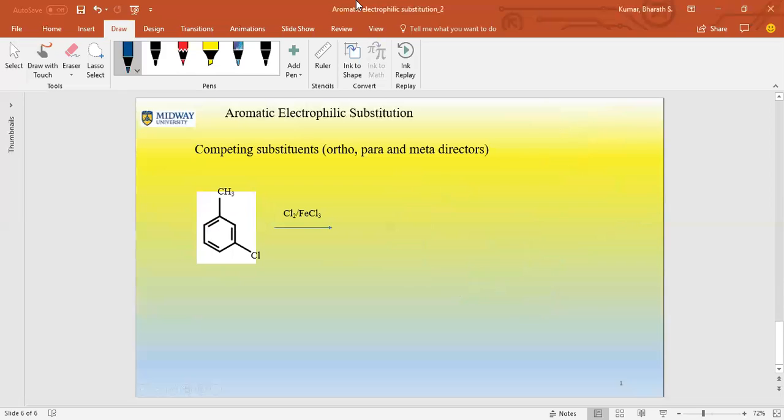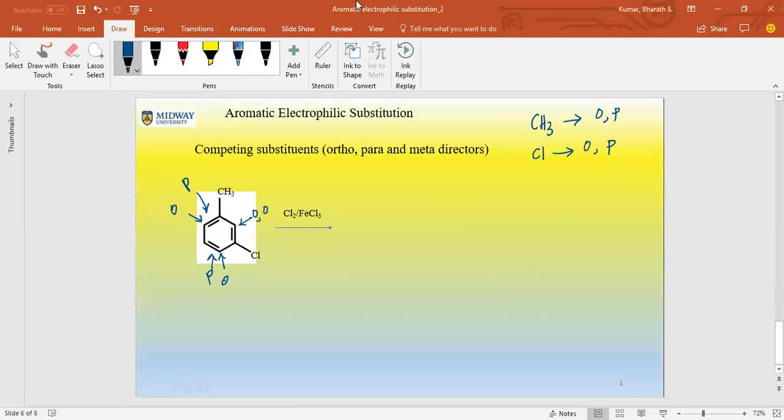Okay, here you have CH3 and Cl. Okay, CH3 is ortho and para. Cl is also ortho and para, right? So with respect to the CH3, this is ortho and ortho. With respect to the Cl, this is also ortho, and with respect to Cl, this is also ortho. And with respect to the CH3, this is para, and with respect to Cl, this would be the para.